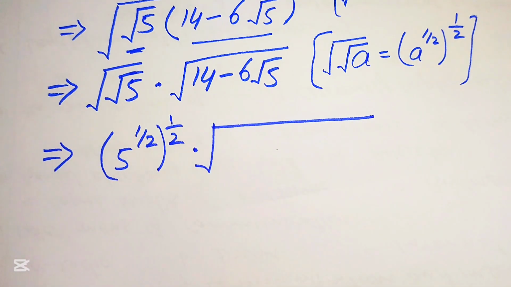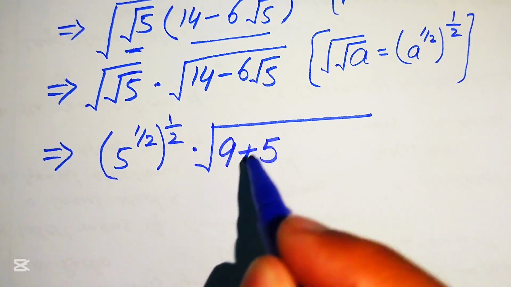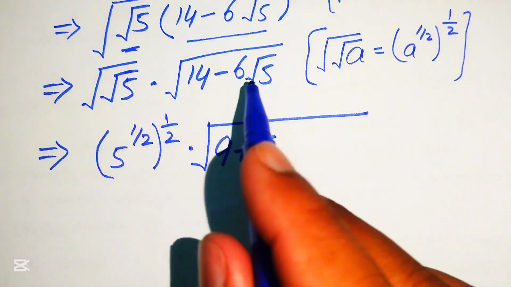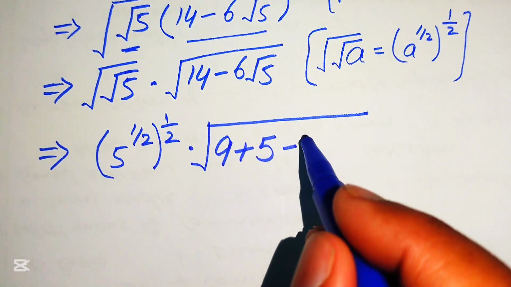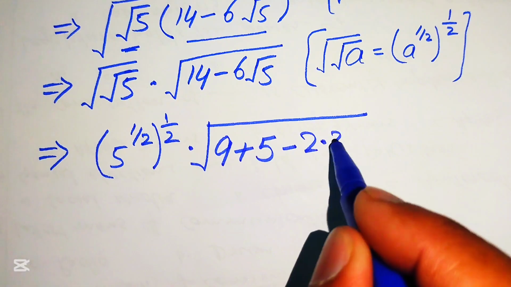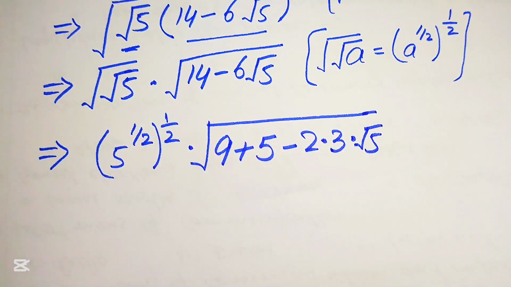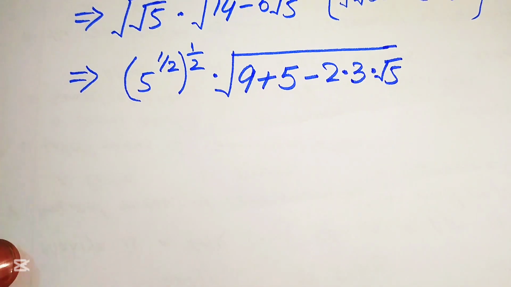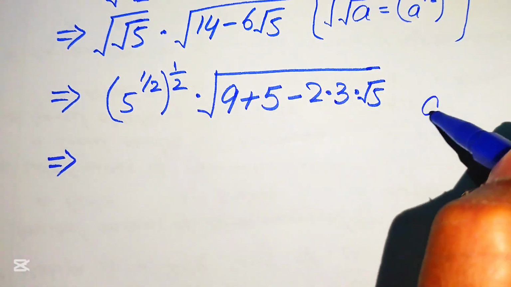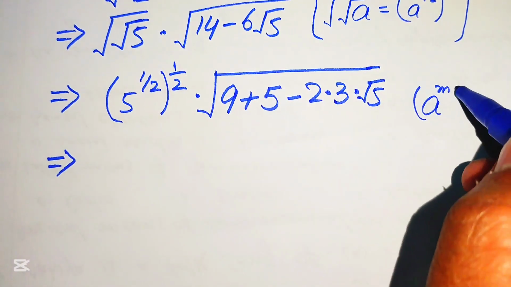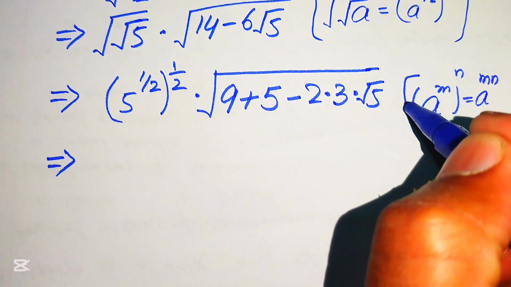Here we will break this 14 as 9 plus 5. We know that 9 plus 5 becomes 14, and this is minus 6, and we write this 6 as 2 times 3 multiplied by the square root of 5, and its whole square root. Okay, so here we need more simplifications, and now we apply the exponent law. You know that if we have a to the power of m to the power of n, it equals a to the power of m multiplied by n.